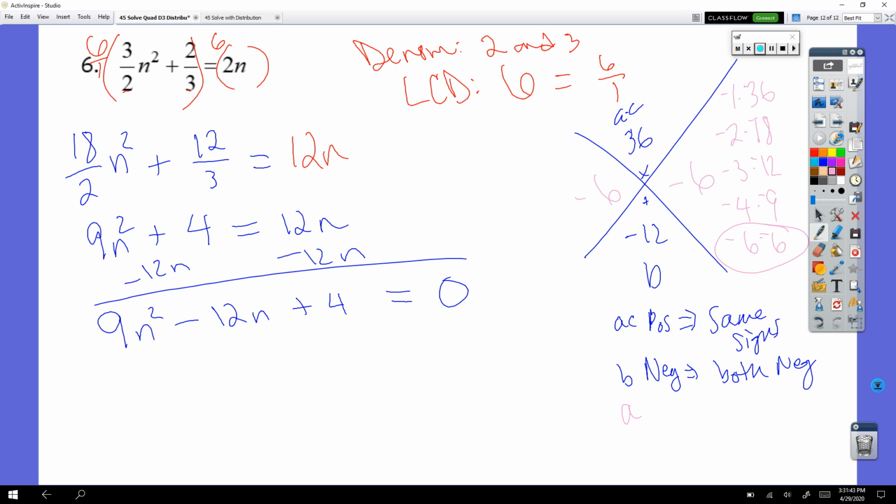Alright, A does not equal 1, so I can't do a shortcut. I have to replace the bx term. So let's see what we've got. There's the 9n squared. Now I'm going to replace the middle term, the bx terms, and keep the last the same and keep it an equation. Okay, now let's do our factoring, because now we've got 4 terms.